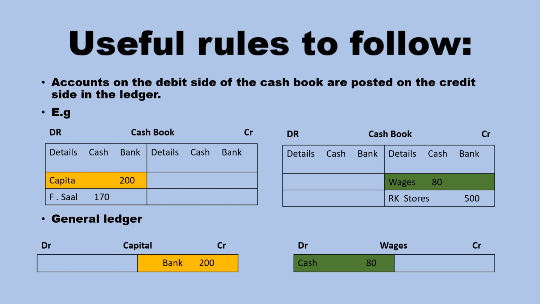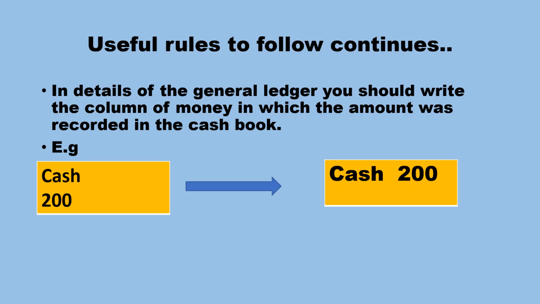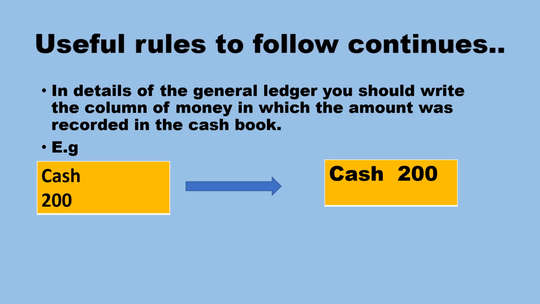As another example, wages is recorded on the credit side of the cash book. So on the wages account, cash, where wages was recorded, will be on the debit side. What is on the debit side will go to the credit side, and what is on the credit side goes to the debit side. So the useful rules continue.